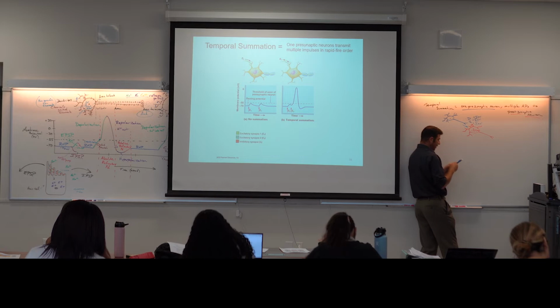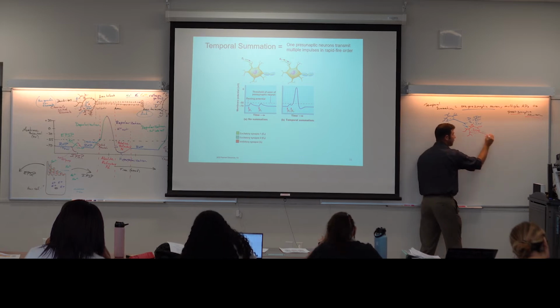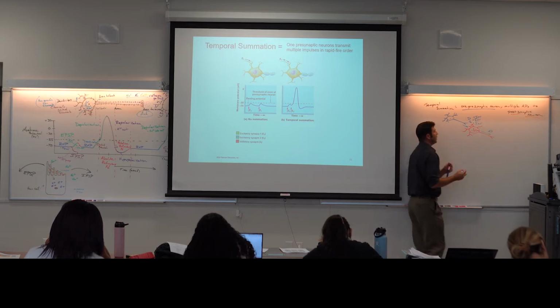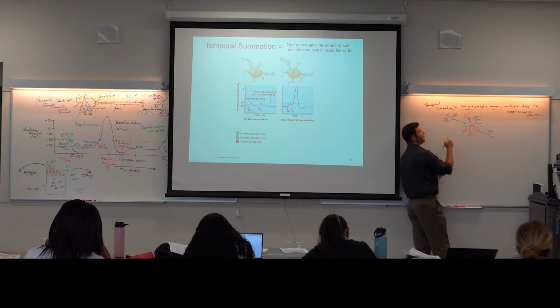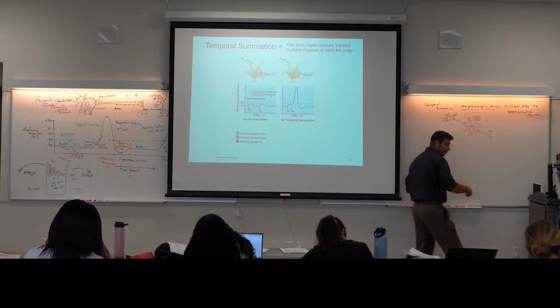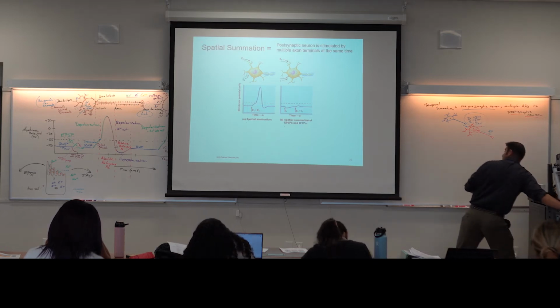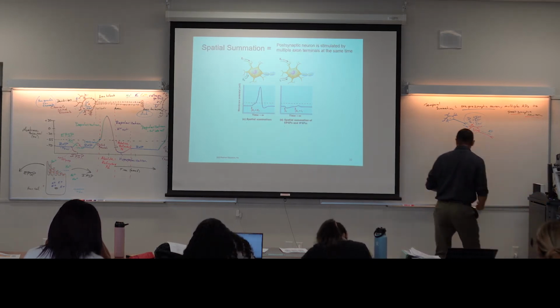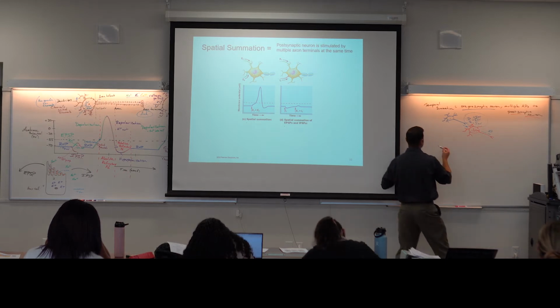And now if we get this cell to negative 55 millivolts, we're sending this action potential down the postsynaptic neuron. So temporal summation is when there are multiple signals sent from a presynaptic neuron to a postsynaptic neuron in a very short period of time, compared to another type of summation. This is spatial summation. I'll just put spatial summation down here.